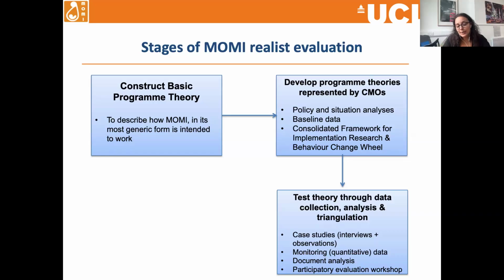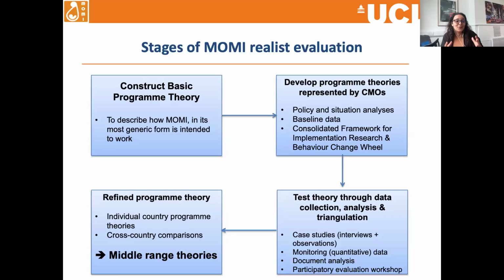Towards the end of the analysis, when we had set out what the CMOs actually looked like in practice after the intervention, we organized for each country a participatory evaluation workshop where we presented those and discussed them with participants to further refine them. At the end, that leads you to a refined program theory. We had individual country program theories, and I'll show you an example in a second. Then we did cross-country comparisons to come up with middle range theories that could be applied to all contexts.